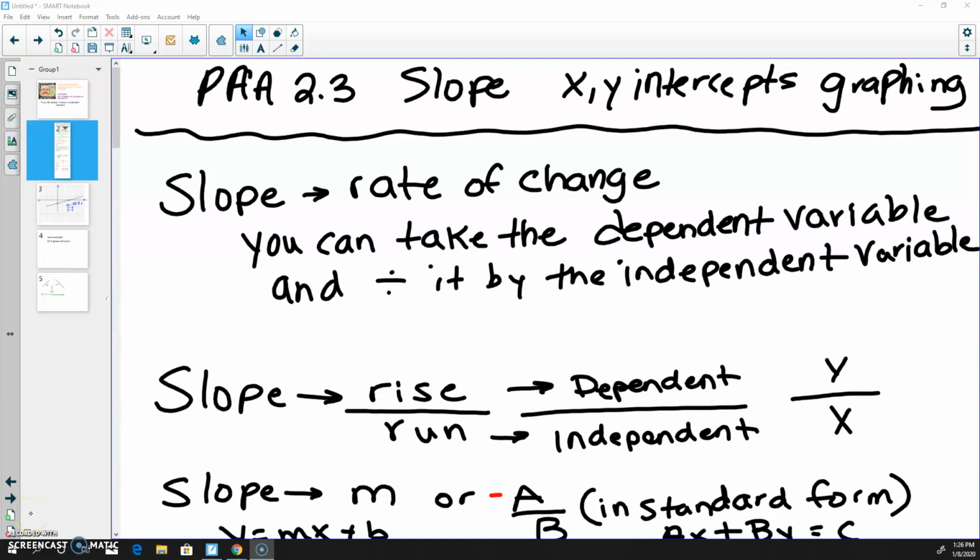5.3. We're going to go over slope, x and y intercept, and graphing, which you all did before Christmas. Another word for slope is rate of change. You can take the dependent variable and divide it by the independent variable. Rise over run, y over x, right? So slope is rise over run, dependent divided by independent, or y divided by x. All the same thing, correct?